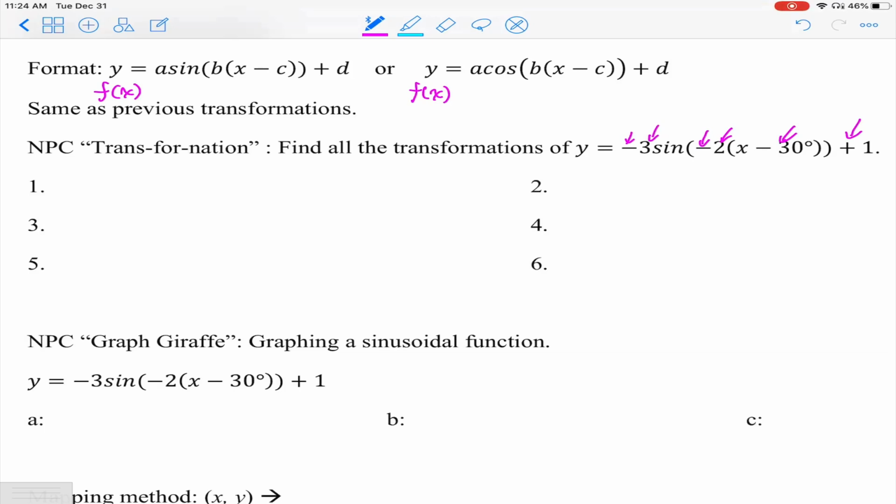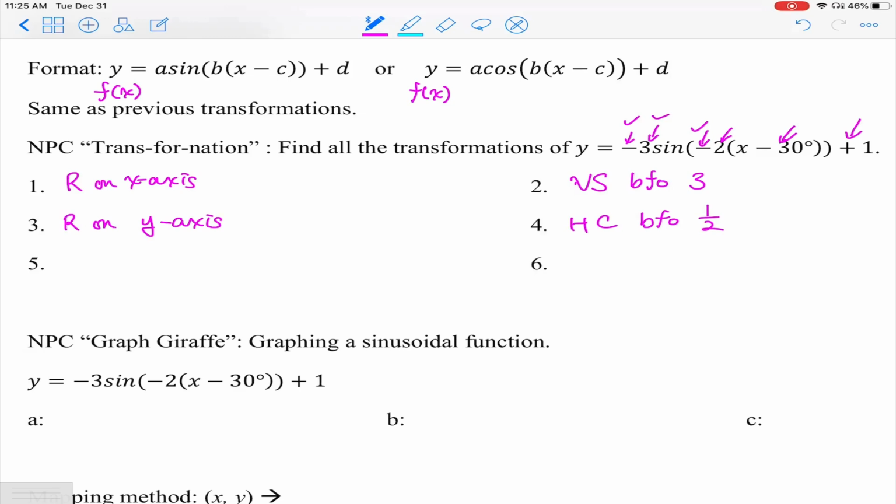The first one is the reflection on the x-axis. The second one is the 3, which is vertical stretch by a factor of 3. So those two are done. Then the next one is the negative inside, which is reflection on the y-axis. Then the 2 inside over there is the horizontal compression by a factor of the reciprocal of that, 1/2. So don't forget that B works in a little trickier way.